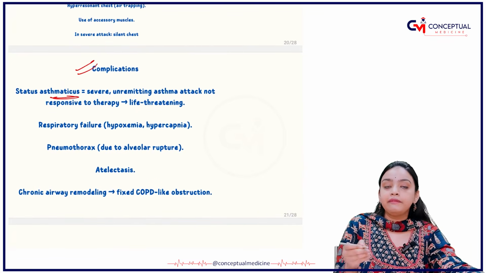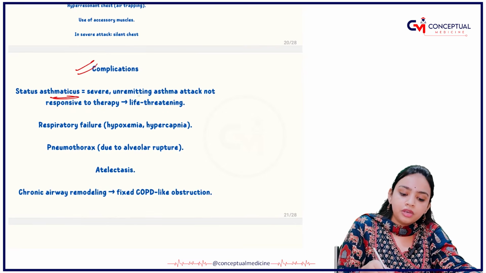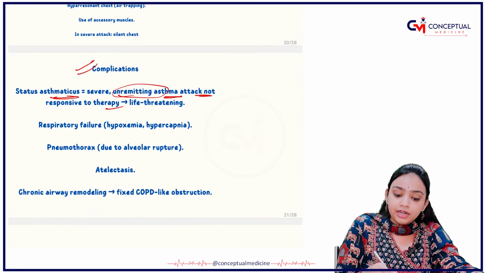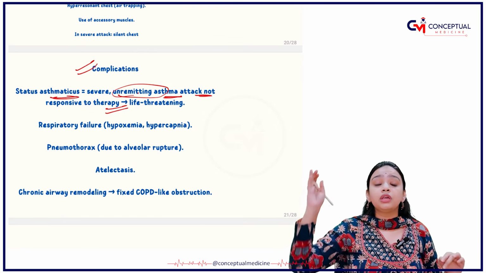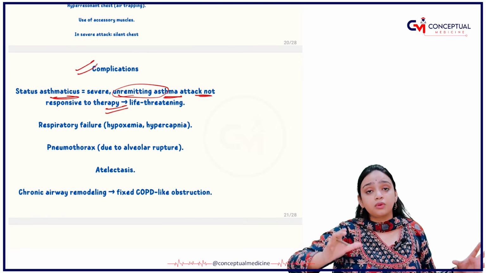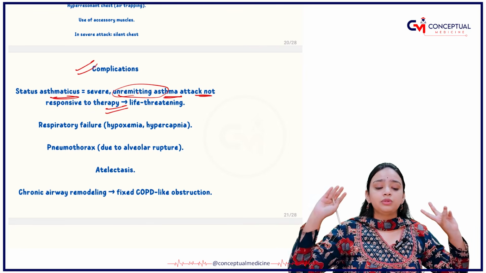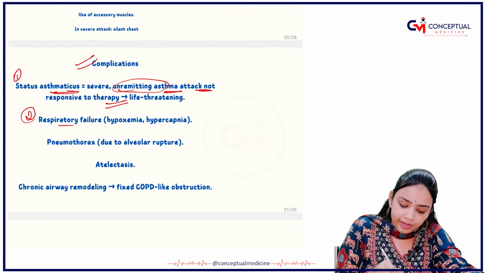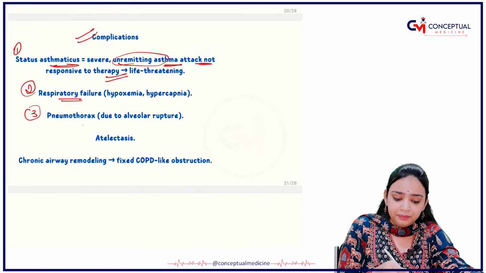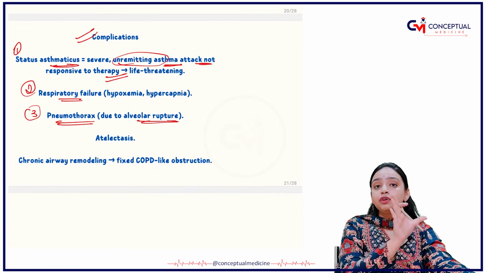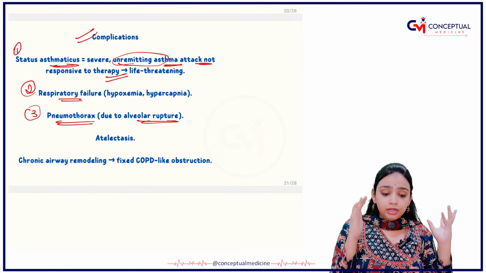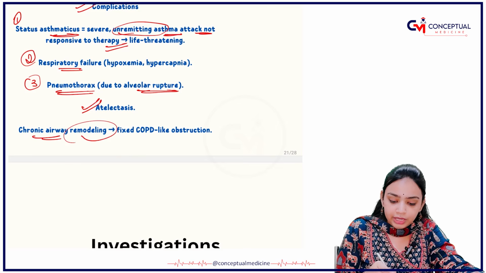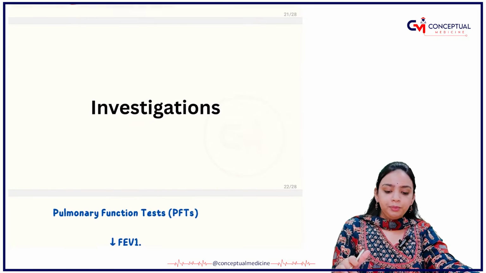Okay. What are the complications? There will be status asthmaticus if the patient is having unremitting asthma attacks and is not responsive to the therapy, even on giving the drugs, his or her body is not responding to the drug, then he will end up with this complication. Second one is respiratory failure. Third one will be pneumothorax, due to alveolar rupture. Then you have the atelectasis. If there is chronic airway remodeling, it will lead to COPD.